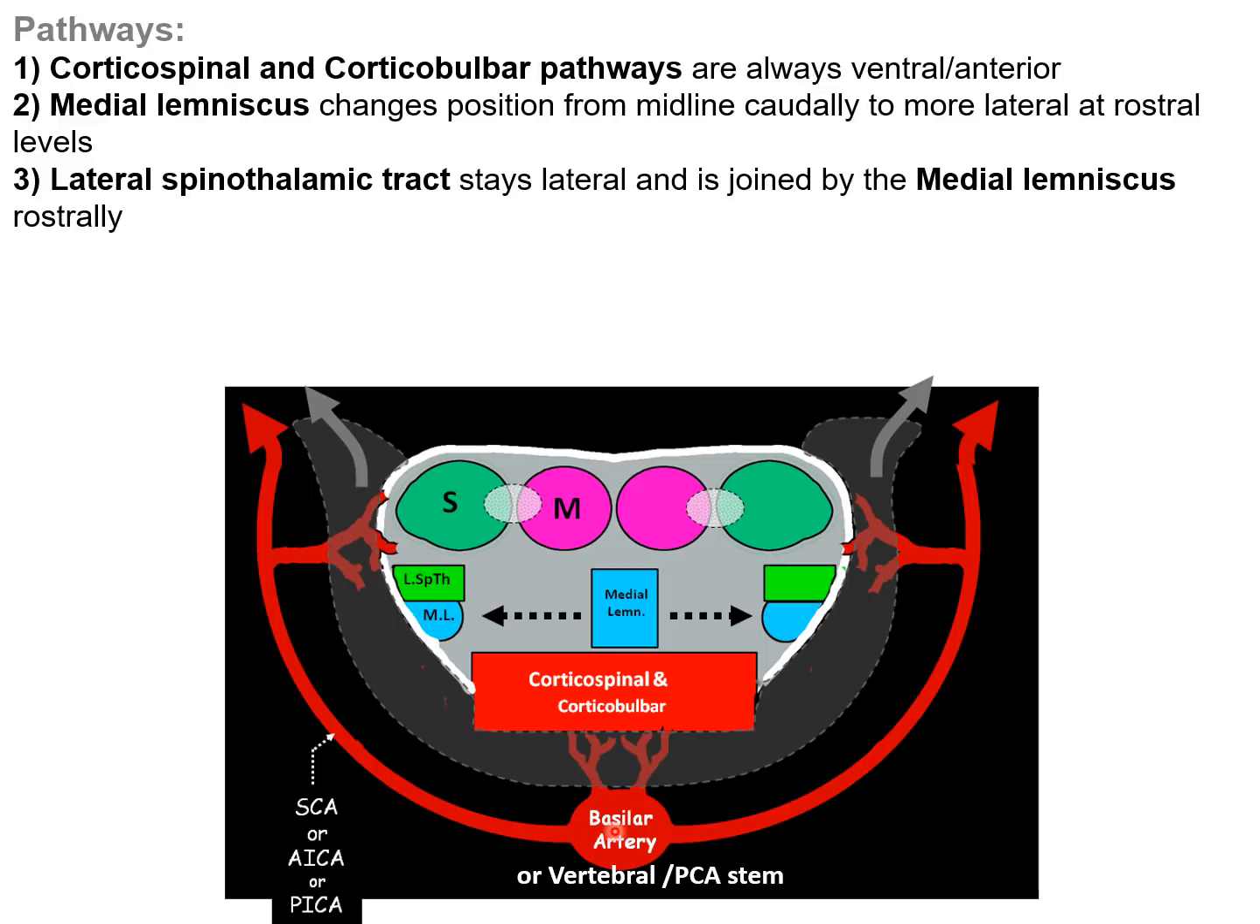We can also see the major blood vessels in this setting, and that is the basilar artery, the major blood vessel feeding the base of the brainstem, and it is fed by the vertebral arteries, but it has major branches that travel laterally. Coming off the basilar artery are 3 major vessels that we'll be looking at later on: the posterior inferior cerebellar artery, the anterior inferior cerebellar artery, and the superior cerebellar artery, at various levels of the brainstem. This is at the medulla, at the pons, and up at the midbrain.